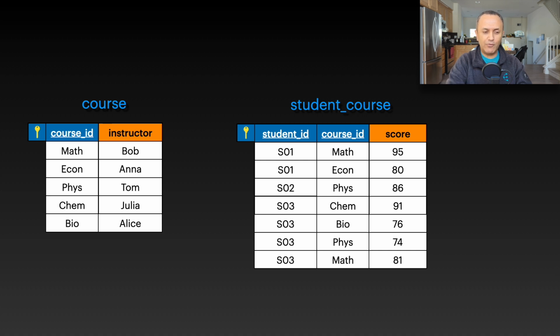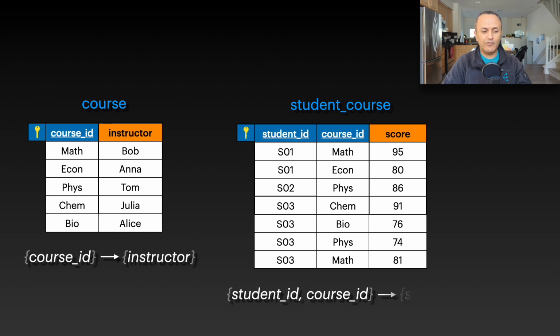So now with this new design, let's look at the dependencies. Instructor depends on course ID, and course ID is the entire primary key for the first table, so that's good. And then for the second table, score depends on student and course. Both are the entire primary key of the second table, so now this satisfies second normal form.